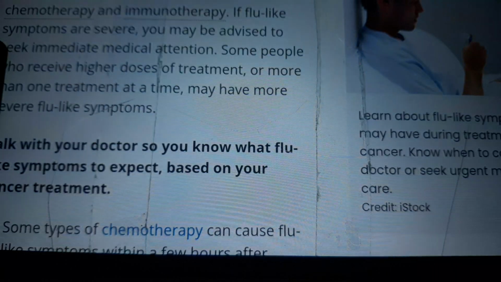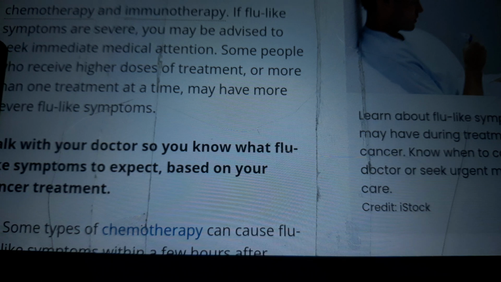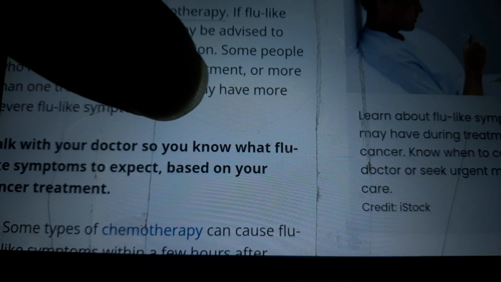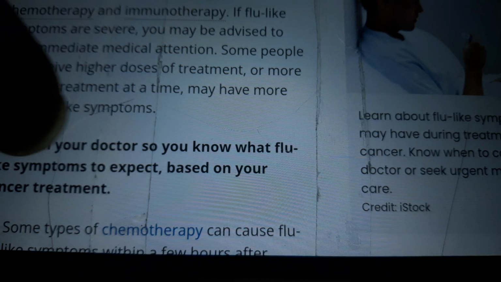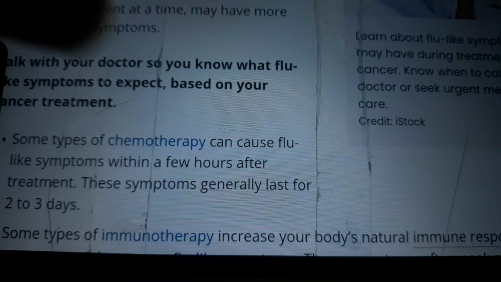That's a patient there, showing symptoms you may have during treatment for cancer. Learn about flu-like symptoms during the treatment and know when to call your doctor or seek urgent medical care. This photo is from iStock, credit iStock.